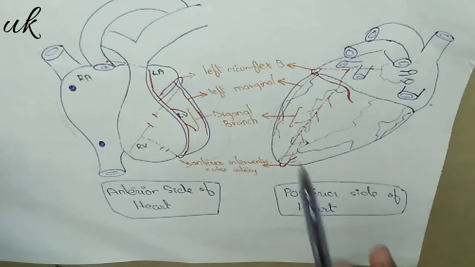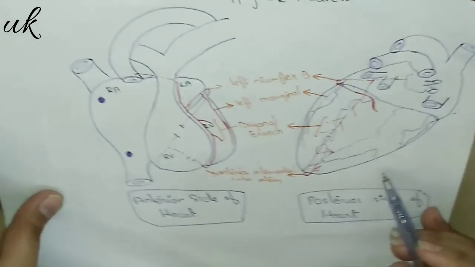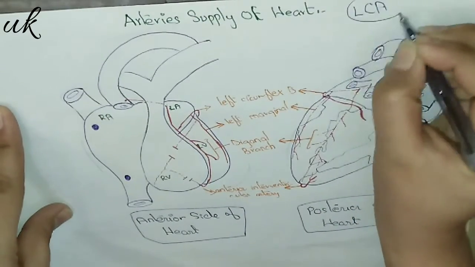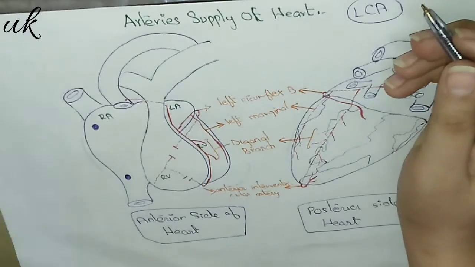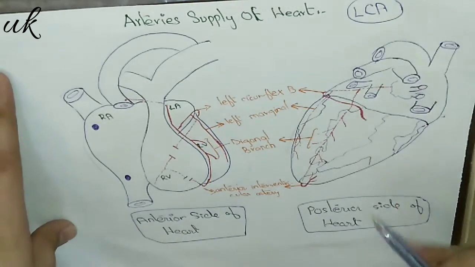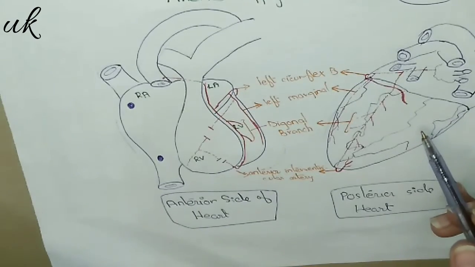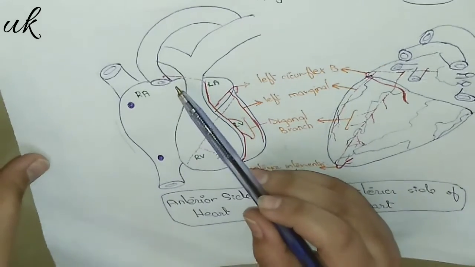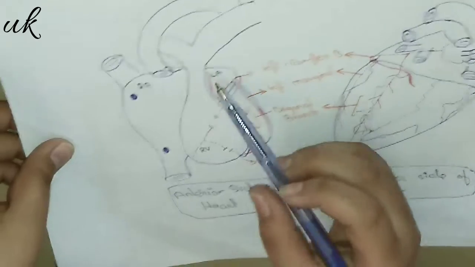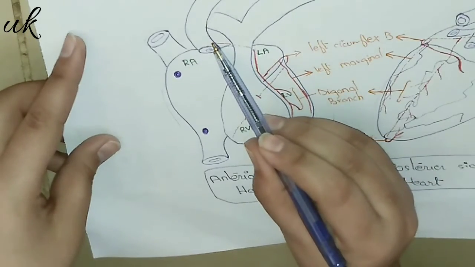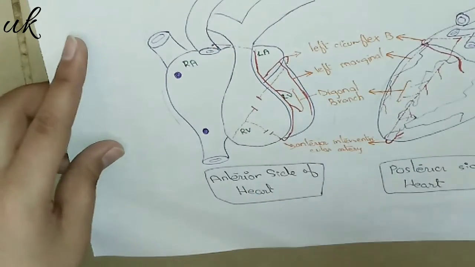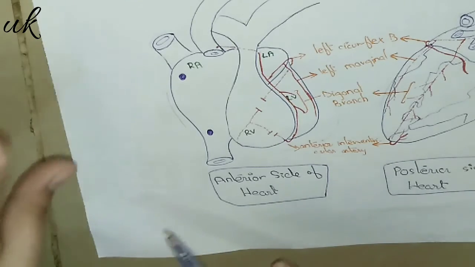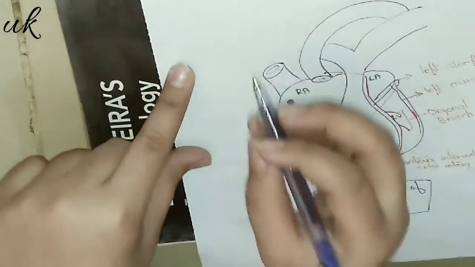So today our topic is the left coronary artery. In the previous lecture we discussed the right coronary artery. Now we will discuss the left coronary artery. The left coronary artery originates, or arises, from the left aortic sinus of the ascending aorta, as you can see here. What is the left aortic sinus? We talked about it in the previous lecture, but now we will repeat it.